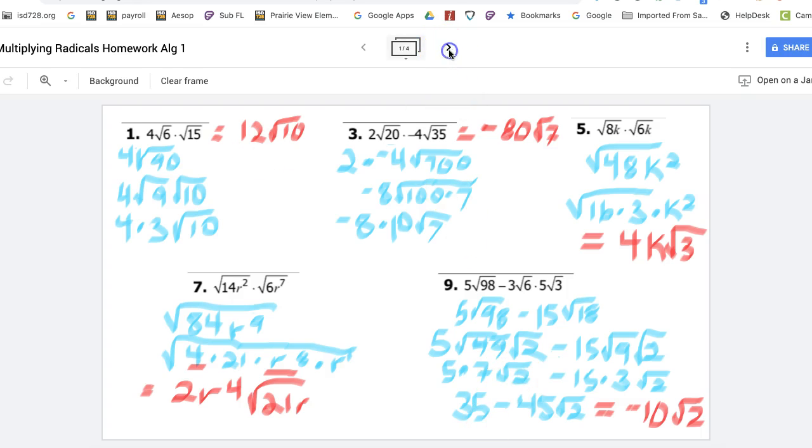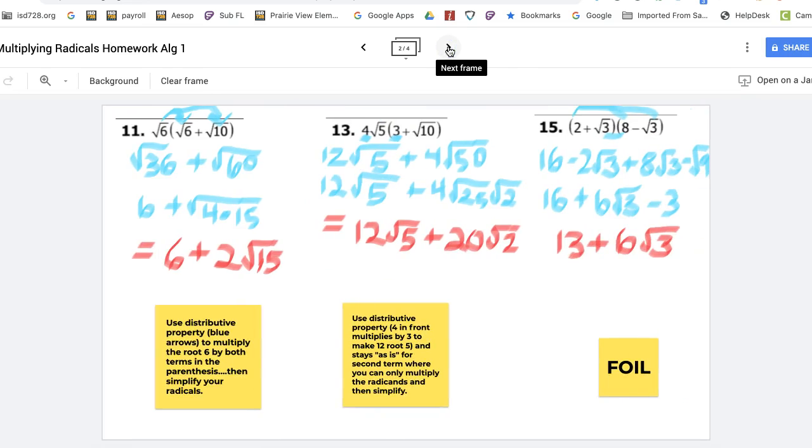All right, next page. Okay, now we're looking at, it's going to let me do the next page, I hope. All right, so here we have a distributive property situation. So we are going to take the square root 6 times square root 6, which is square root 36, and I'm going to take square root 6 times square root 10, which is square root 60. Factor out what you can. That's a perfect square, so 6 comes out. 4 times 15, square root of 4 is 2. So 6 plus 2 root 15.